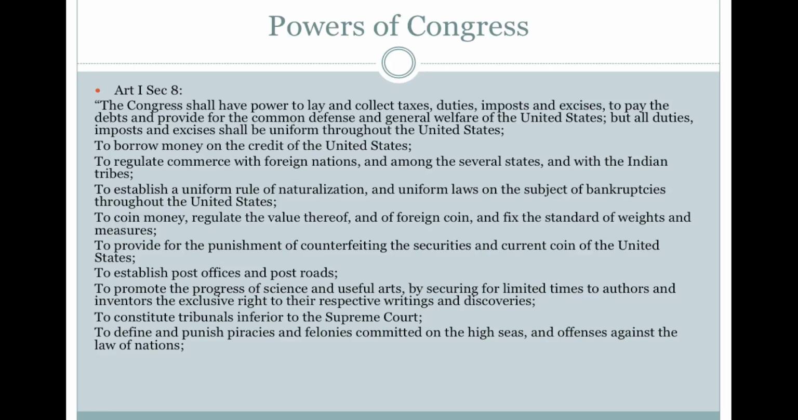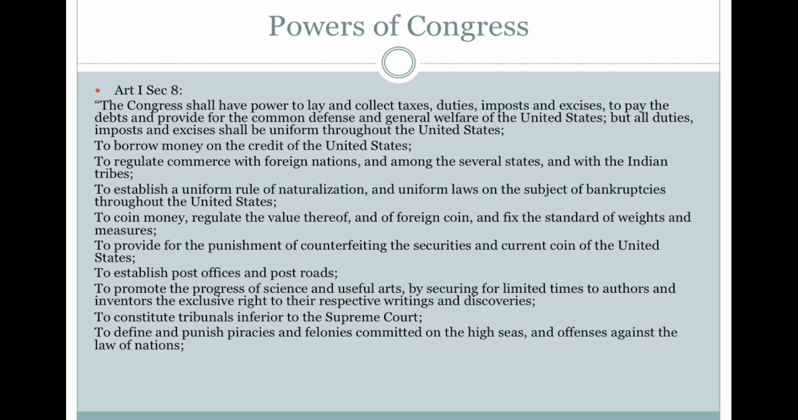To establish a uniform rule of naturalization and uniform laws on the subject of bankruptcies throughout the United States. To coin money, regulate the value thereof, and of foreign coin, and fix a standard of weights and measures. So Congress coins money, and the entire United States has one currency, and it's all the same. This is very important because prior to the Constitution, each state had its own currency, and it was very problematic for trade. So the Constitution changes that.